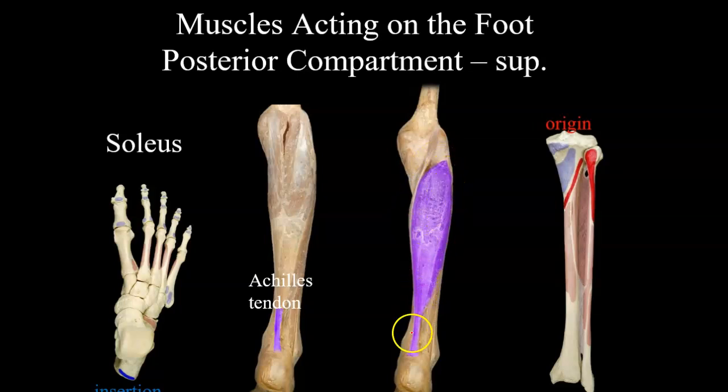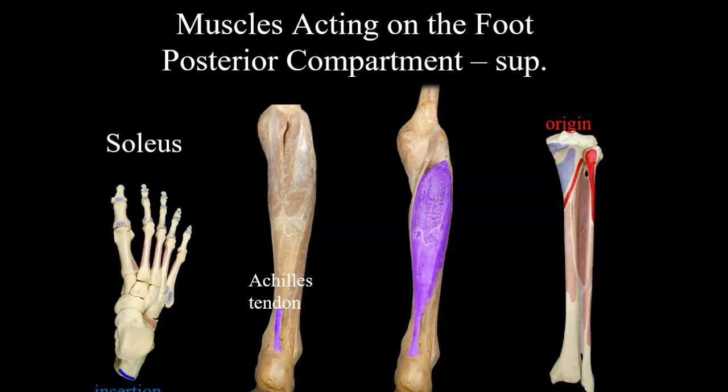A muscle called the soleus. The soleus attaches throughout the tibia, throughout the fibula, and it also attaches to the calcaneus. So the tendon of the soleus is a part of the Achilles tendon. But the soleus solely functions to perform plantar flexion.